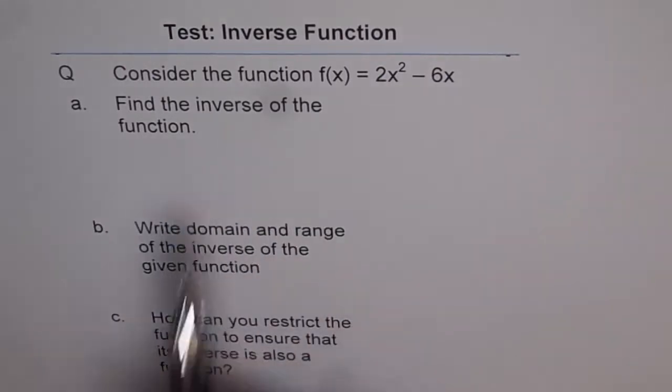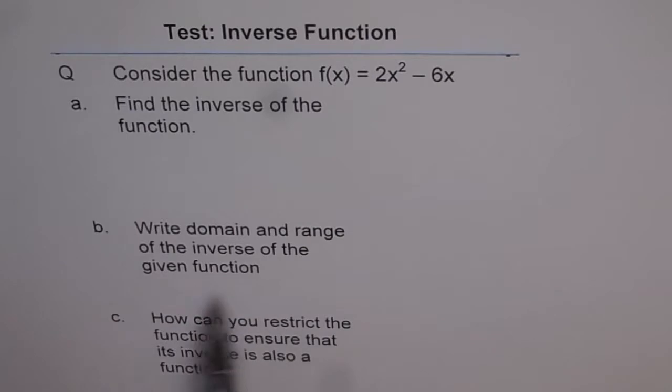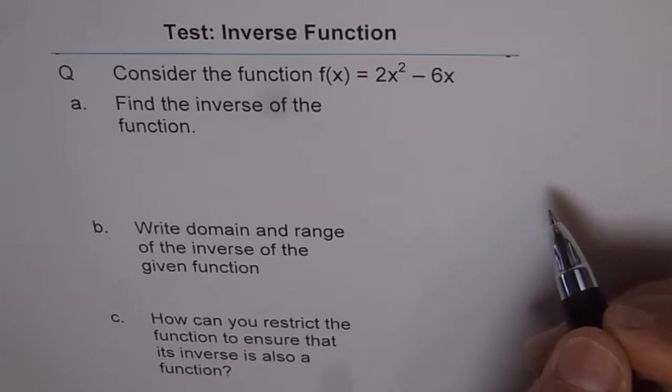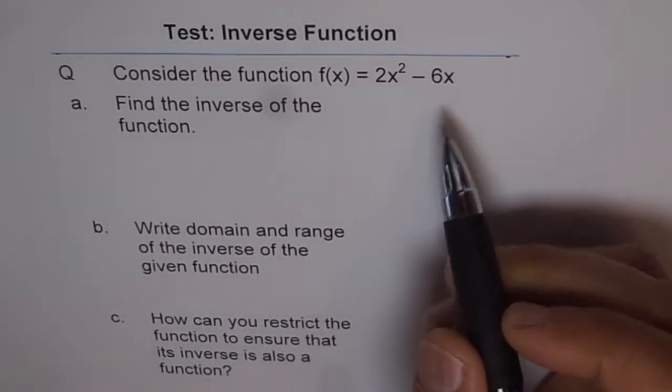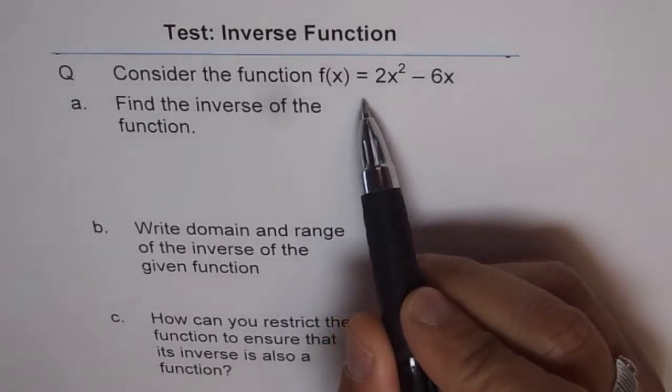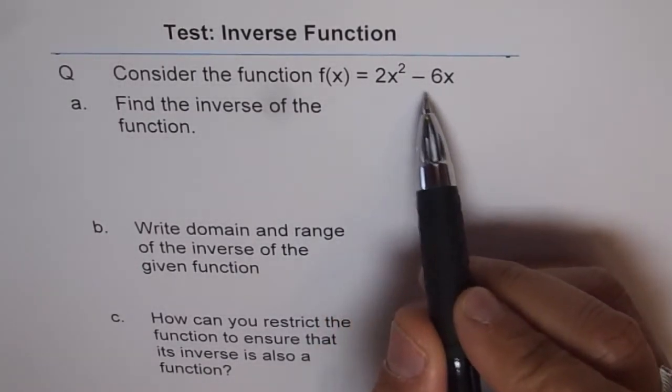Find the inverse of the function. Write domain and range of the inverse of the given function, and how can you restrict the function to ensure that its inverse is also a function. Now these are common questions which are always related with quadratic functions, and so we'll consider some of these and hope it helps. Now the function given to us is f of x equals 2x squared minus 6x.